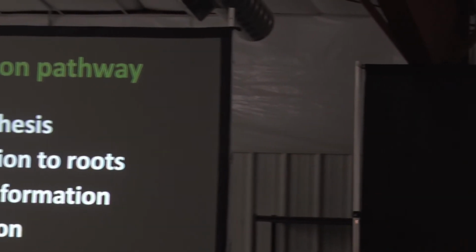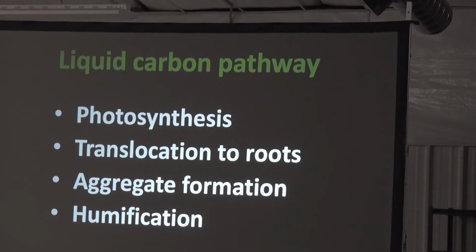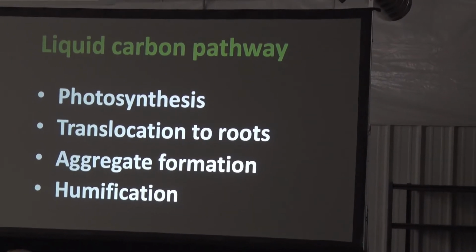And then humification is the holy grail, because once we get carbon in a humified form, it's stable for thousands of years. Unless, of course, we lose the soil through erosion, which has unfortunately happened as well. So for the first 2 steps of that pathway, photosynthesis and translocation to roots, we've got to have green plants there. And unfortunately, we see an awful lot of land bare.